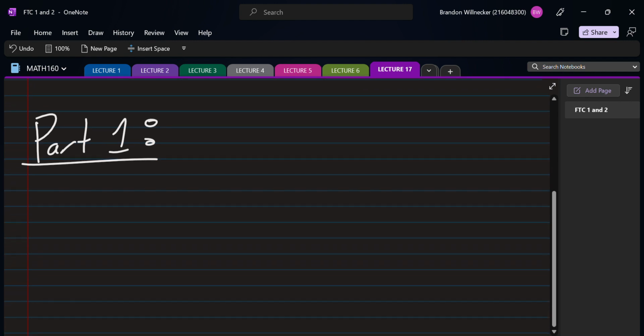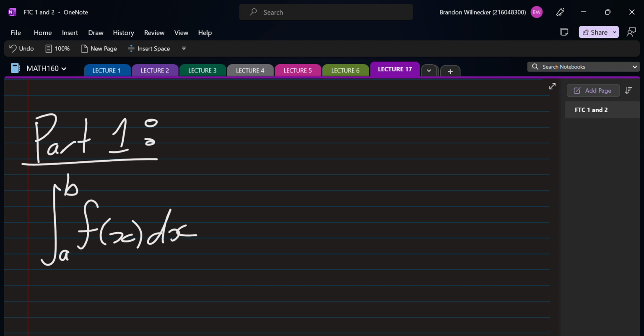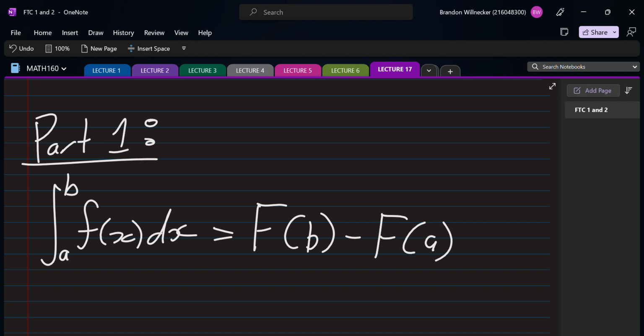Okay, so Part 1 was a new method for calculating definite integrals. So we have the integral from a to b, f of x dx. We know what all of that means now. This is given by any antiderivative evaluated at b minus any antiderivative evaluated at a.